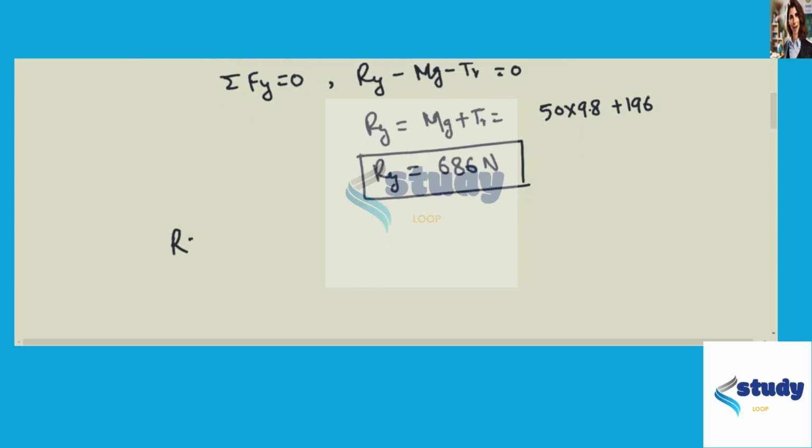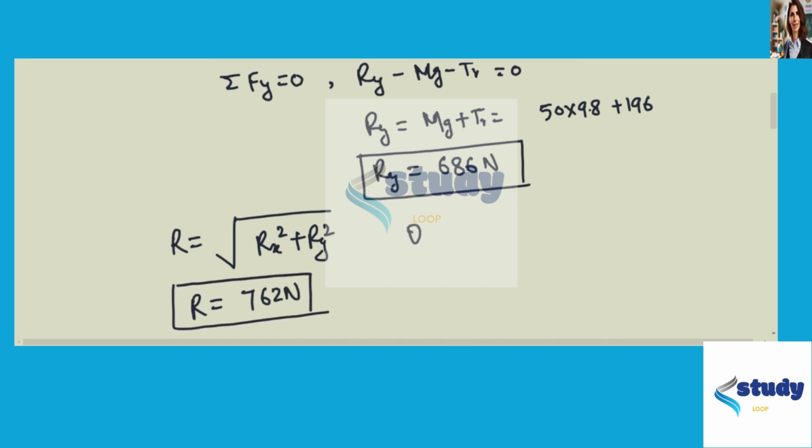Now the resultant reaction force is given by the square root of Rx square plus Ry square, or the resultant reaction force magnitude will be equivalent to 762 newtons, and the angle made with the horizontal is given by tan inverse of Ry over Rx. So the angle theta of the resultant force with the horizontal will be 64.2 degrees above the horizontal.